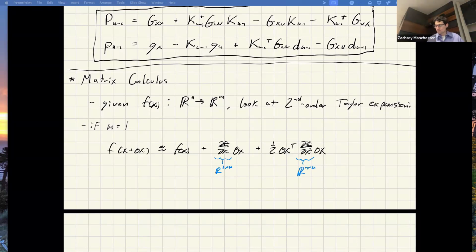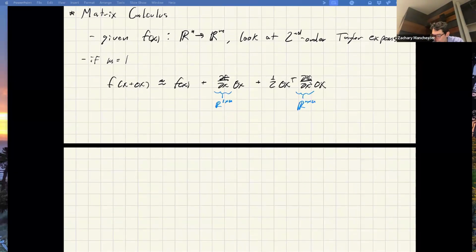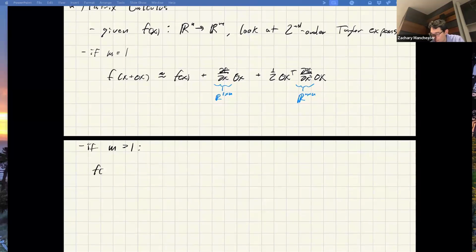But if m is greater than 1, like if we're talking about a dynamics function now that outputs a vector, it's a little different, right? So now I've got f of x plus delta x, plus df dx times delta x, where this thing is now a Jacobian matrix. So think like a matrix, right? So this guy's m by n in general.